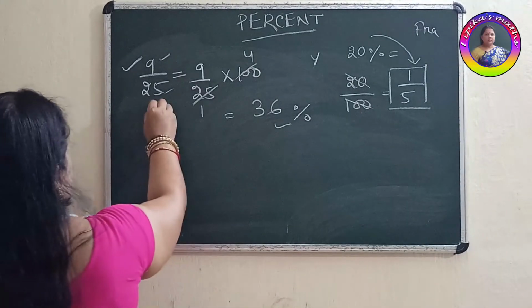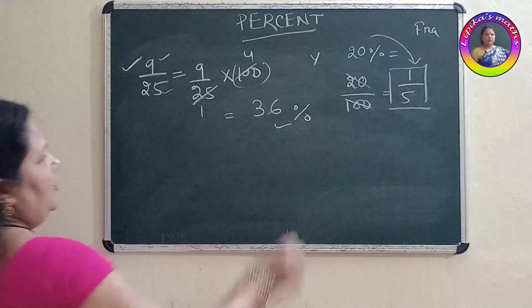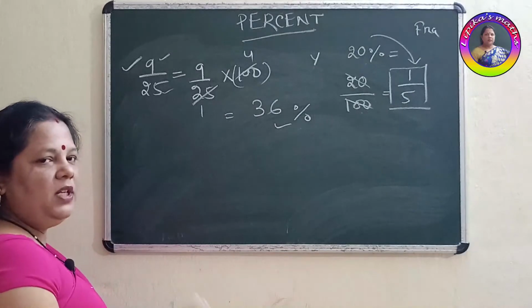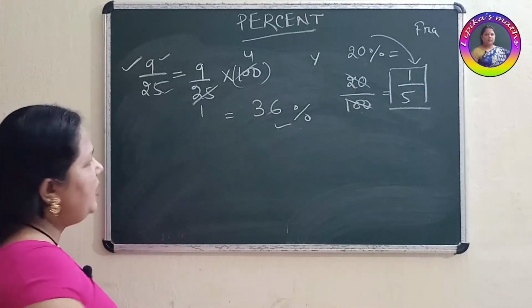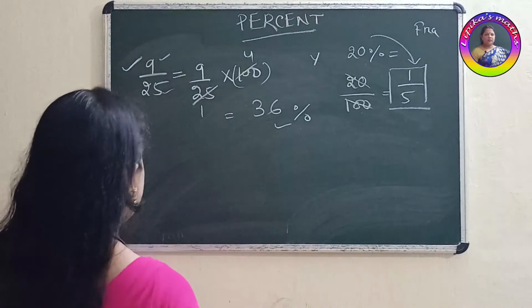Clear? Fraction to percentage, you will multiply by 100. Percentage to fraction, you will divide by 100. These are the only simple tricks you need to remember. The rest, you can simplify all the problems related to this.